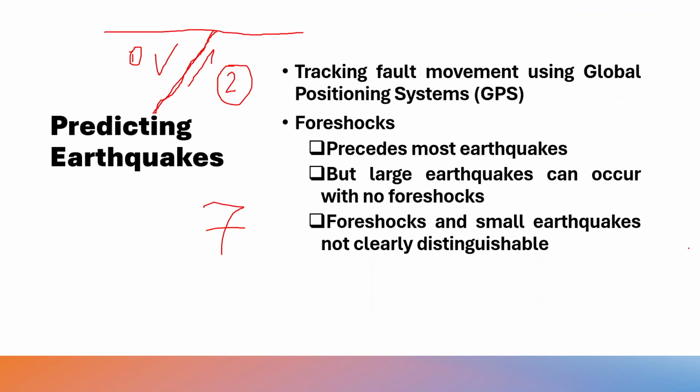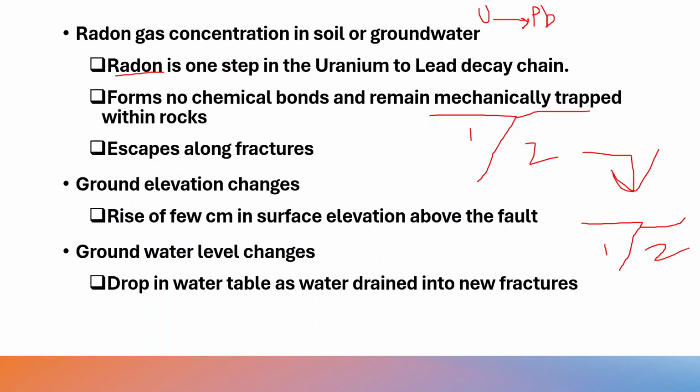So the first one is the GPS thing. Then you have the foreshocks. Then you have the radon gas concentration in soil or groundwater. Then you have the ground elevation changes. Then you have the groundwater level changes.